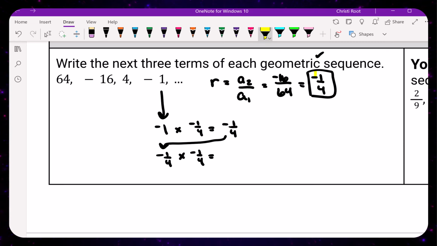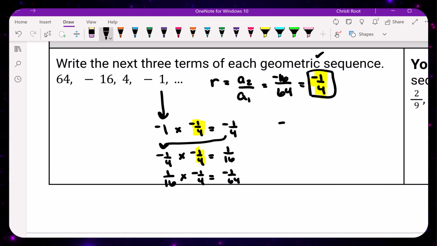So this is your common ratio right here. You're multiplying each number by -1/4 to get the next number. And then I'm going to finish it out. This 1/16 is now over here. I'm going to multiply by -1/4, and you get -1/64.